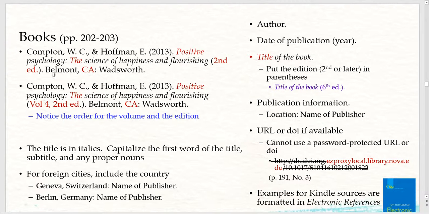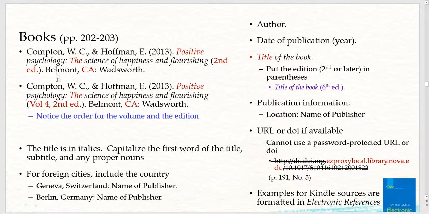Okay, for books, the way the author's name is formatted is the same. So it's the last name with a comma, with the initials with a space in between. There's one space after a comma. There's a space and then the ampersand for the last author's name in the list. Capitalize the first word of the title, subtitle, any proper nouns, but for books, the title is in italics. The edition number is in parentheses but not in italics, and it's lowercase here.